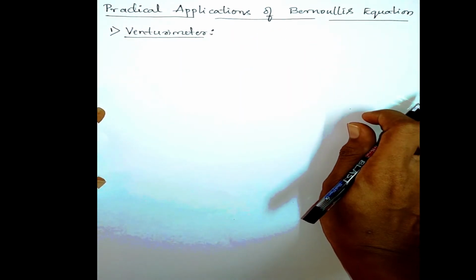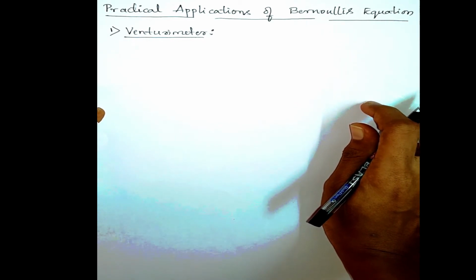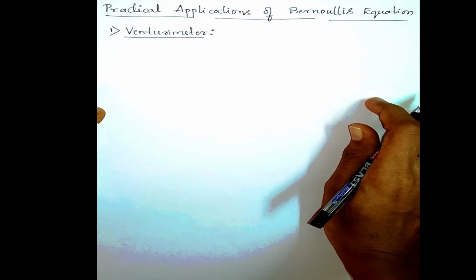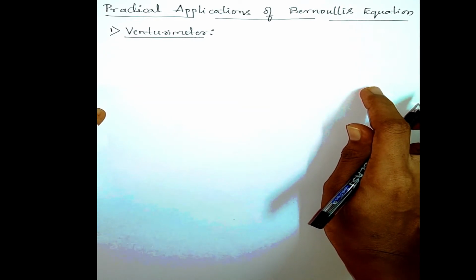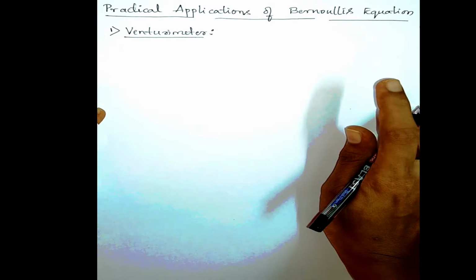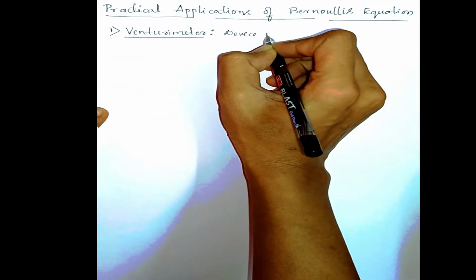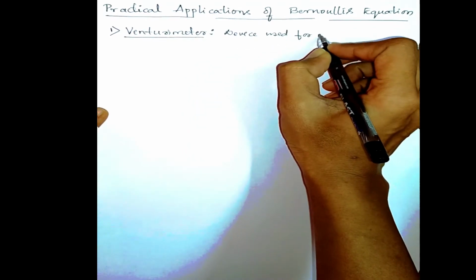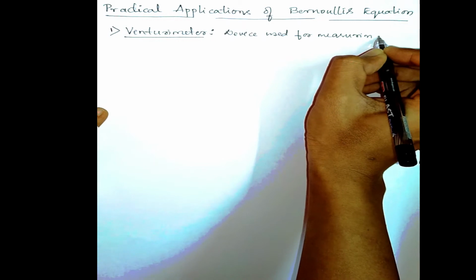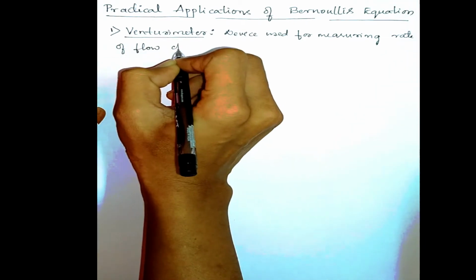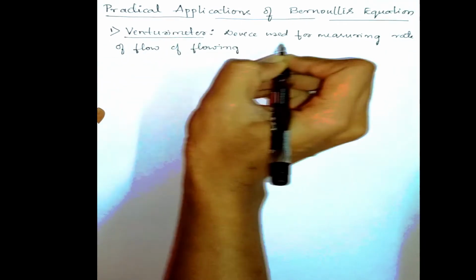So what is a Venturi meter? A Venturi meter is a device which is used for measuring the rate of flow of a fluid, or a device used to measure the discharge of a flowing fluid.